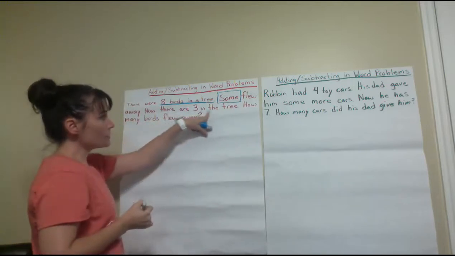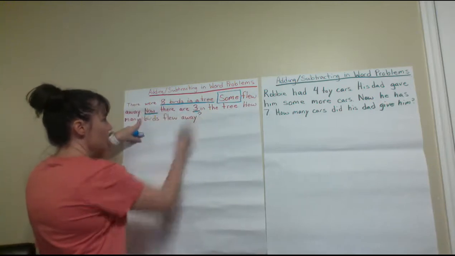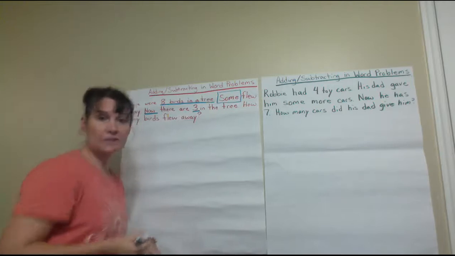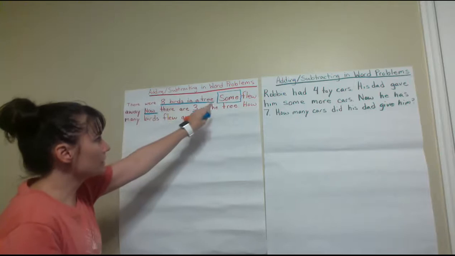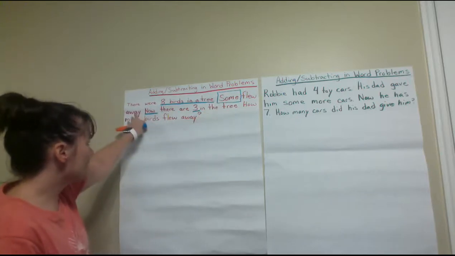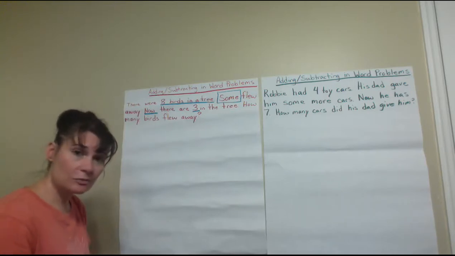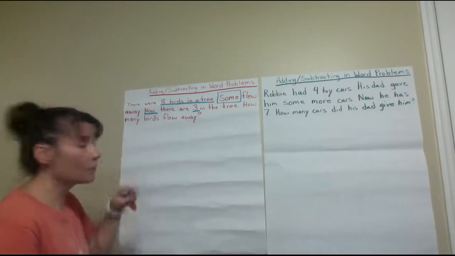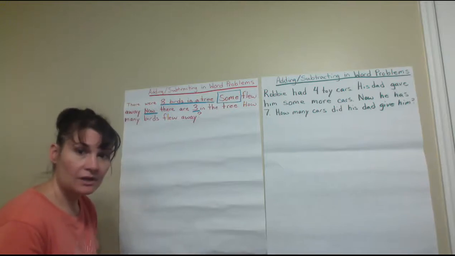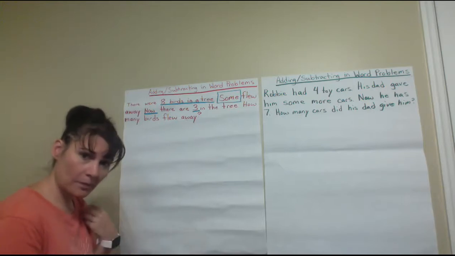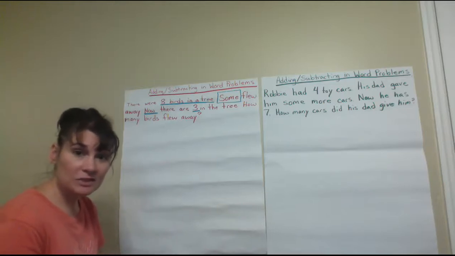Now there are 3 in the tree. That now tells me what I'm left with. And now there are 3. So let's think, how would we set up this problem? If there were 8 birds in the tree and some flew away, now there are 3. Well, if I listen to my clues, it said some flew away. So am I going to be adding or subtracting? Think, did more birds come or did birds fly away? You're right, we're going to be subtracting.